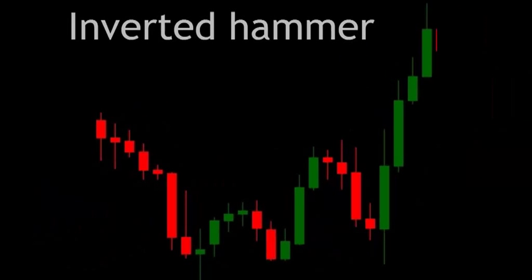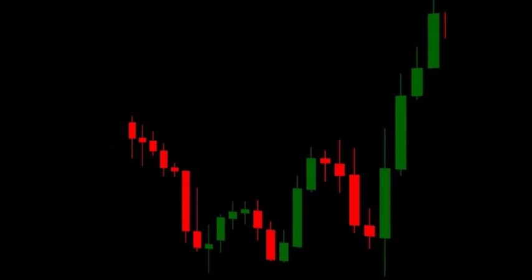The second pattern we want to look for is the inverted hammer. It looks like, well, an inverted hammer. In other words, its wick extends upwards. It also forms at the end of a downtrend and is showing a possible upwards or bullish reversal.